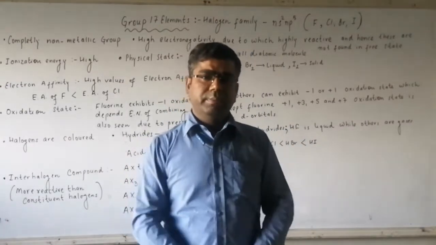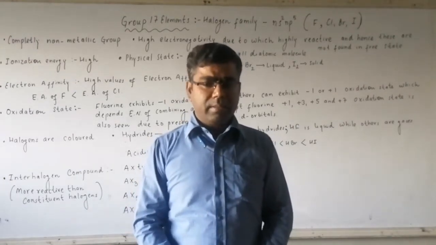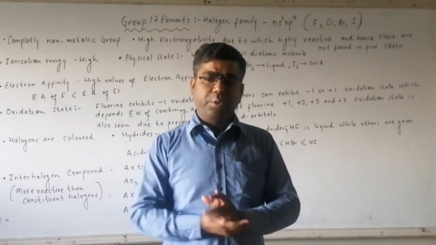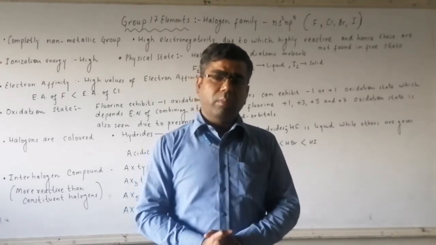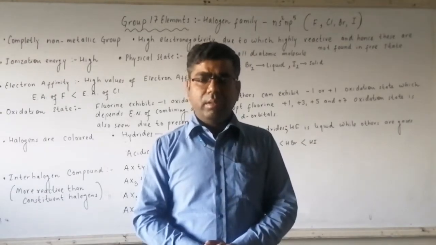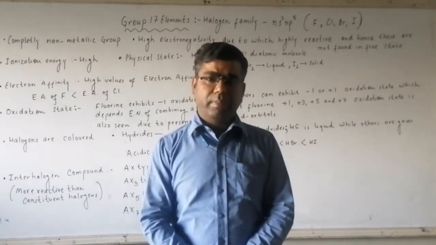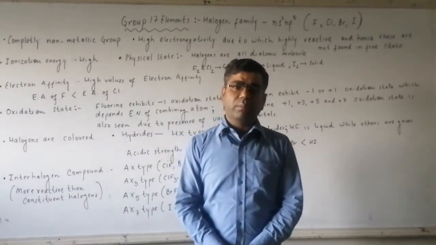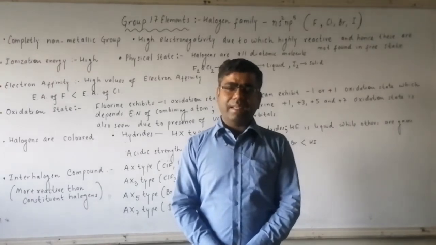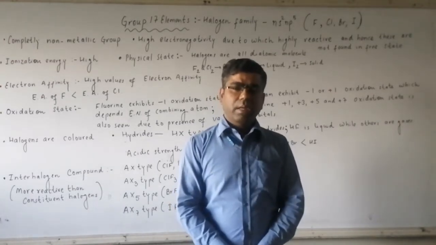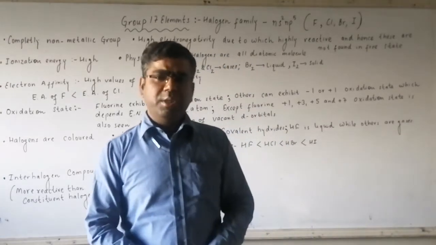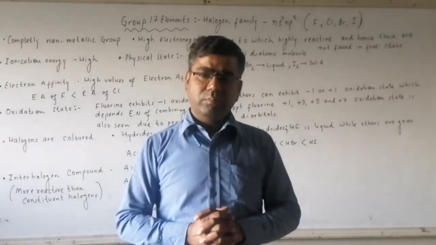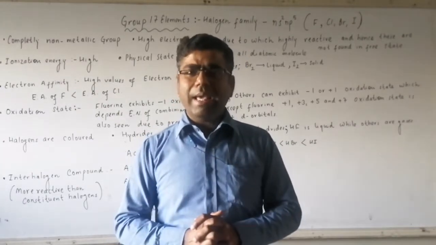We were talking about P block elements, where we have completed reasoning questions from group 15, that is nitrogen family. Then we have completed reasoning questions from group number 16, that is oxygen family. And now the next group is your group number 17 or 7th A, which is also called halogen family.